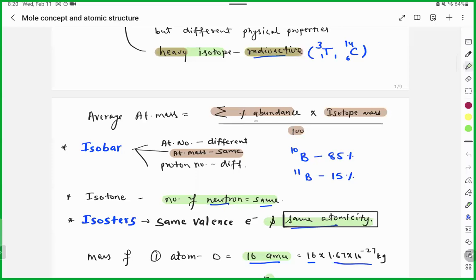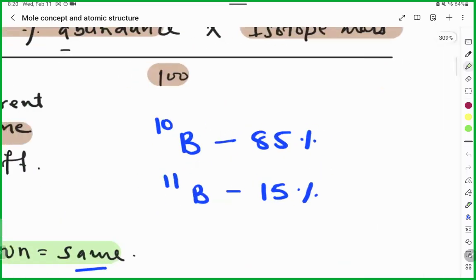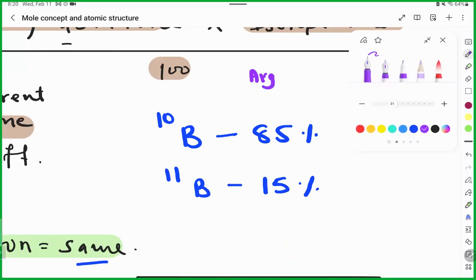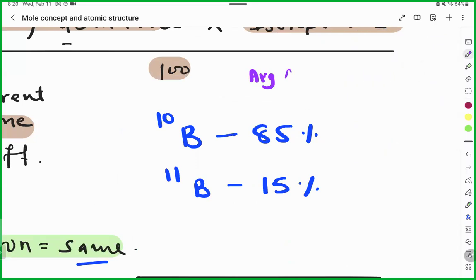Average atomic mass: percentage times mass, divided by 100. How? Example, if you take these two, what will be the average atomic mass in this case? 85% of boron 10 isotope plus 15% of 11, divided by 100.